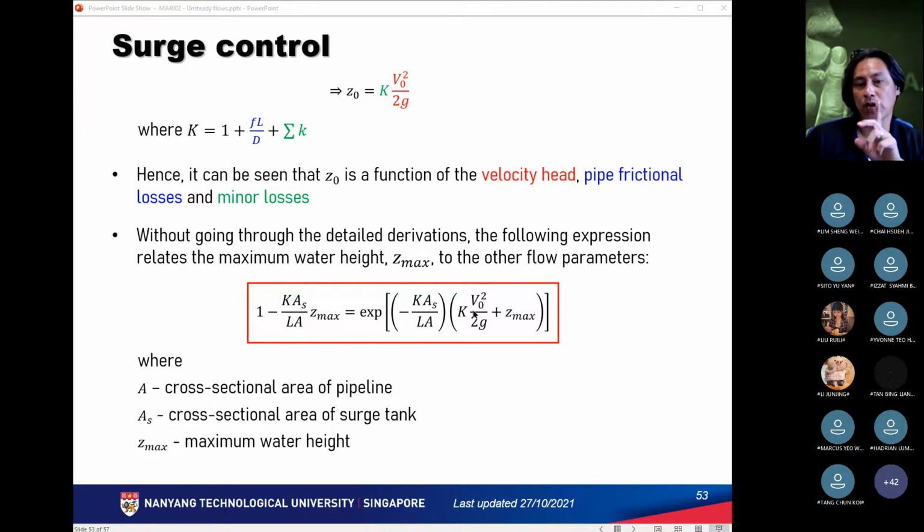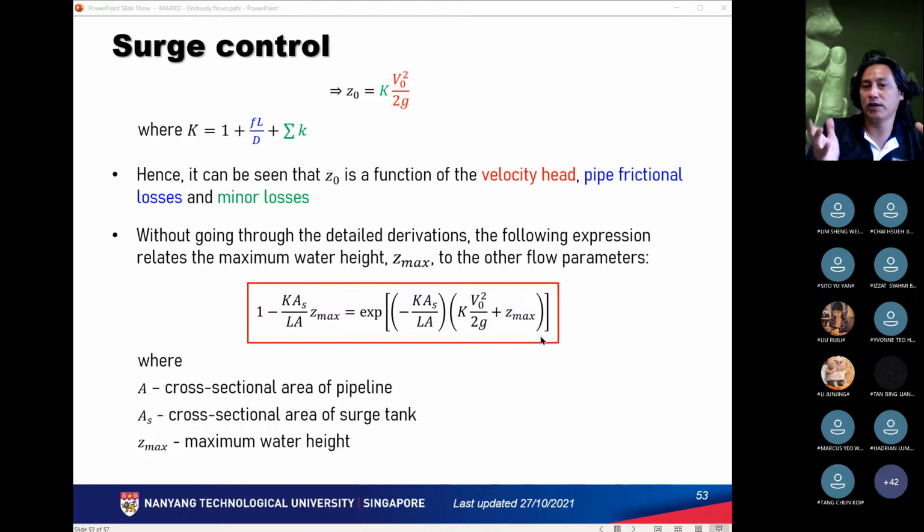So for us to predict the maximum water height due to the surge, we have to know the initial flow rate, initial flow velocity, V naught. Because over here we need to take V naught, square it, and divide by 2G plus Z max. Hang on, I'm quite sure you guys must be surprised. Why is there no Z max here? Why is Z max not all the way to the left-hand side?